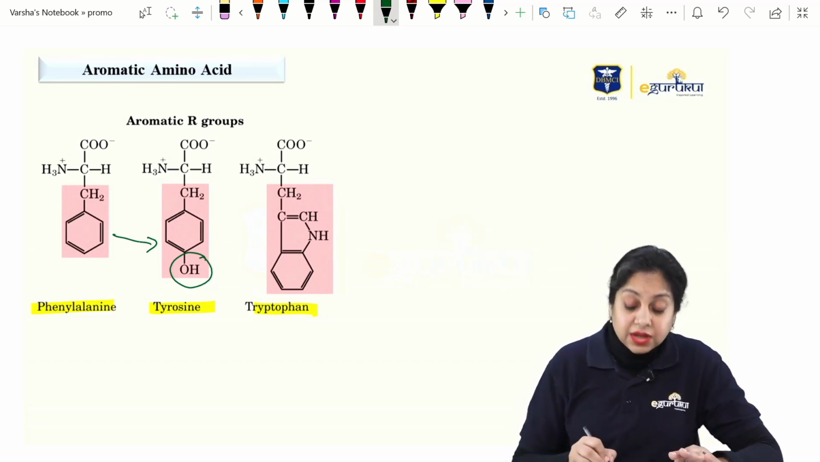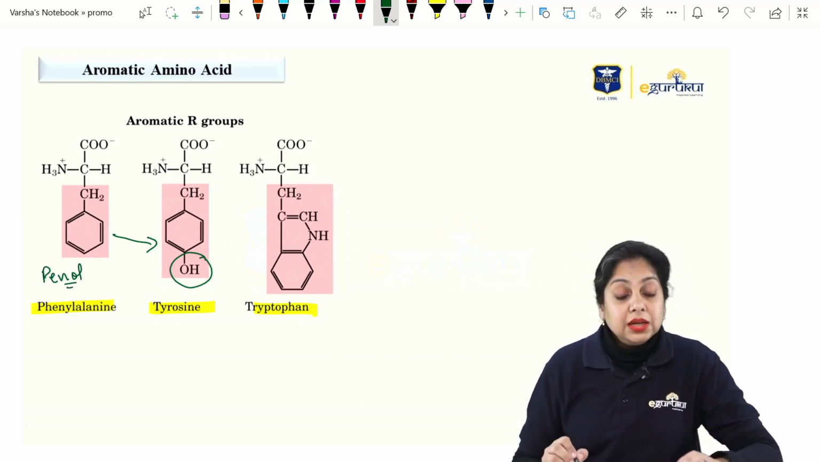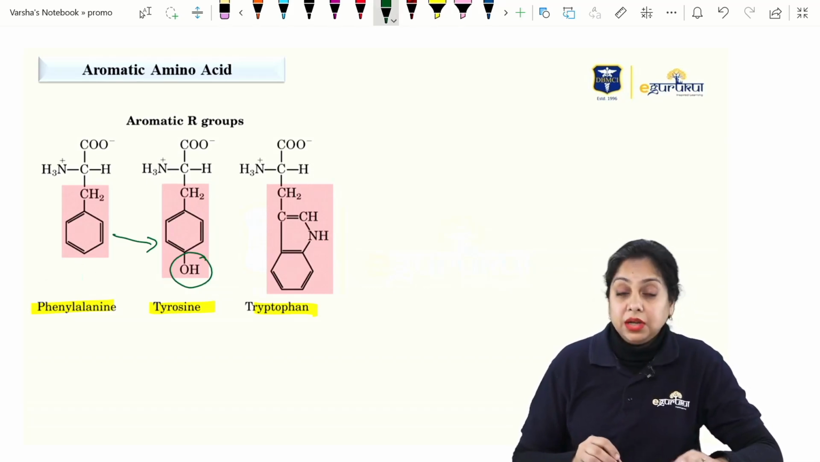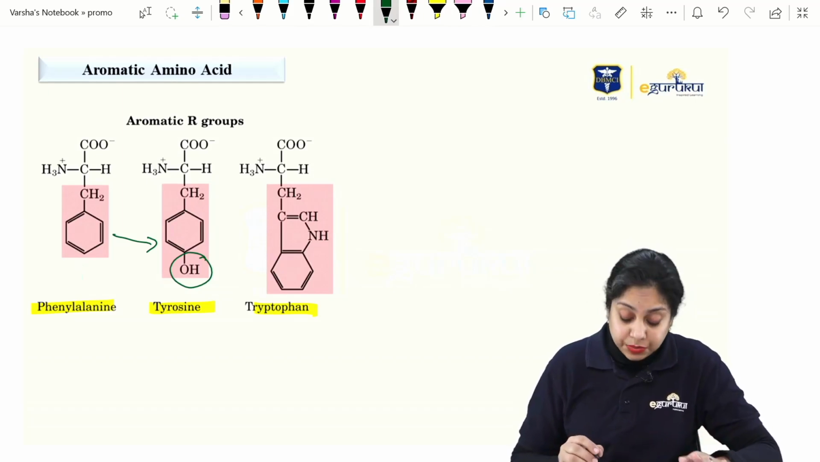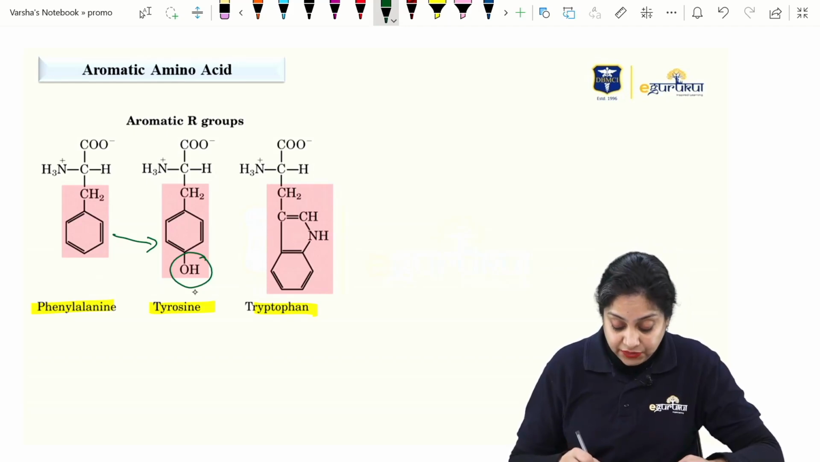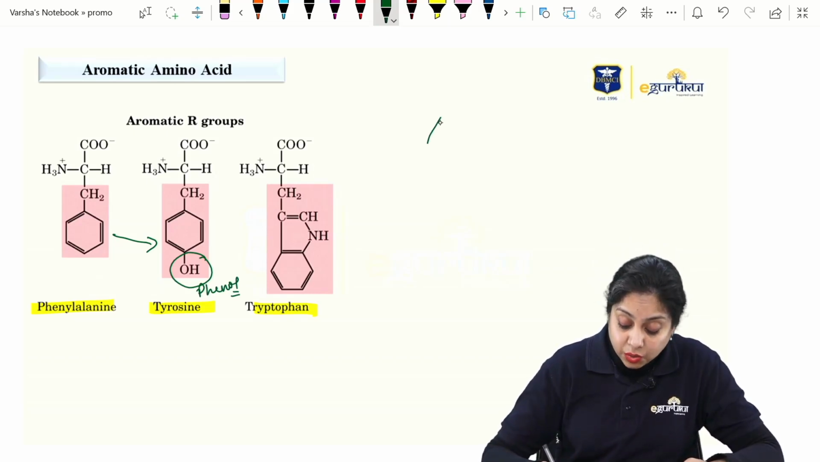The ring in phenylalanine is a phenyl ring. Same thing in tyrosine. Can we call it a phenol ring? No, we cannot call it a phenol ring, though it might not be asked, we should know. If it has OH only, then it is a phenol ring. And tryptophan has a 2 ring system.